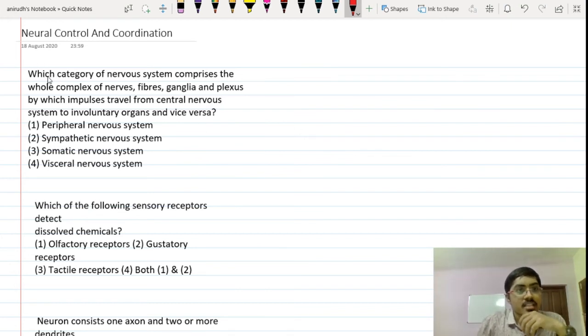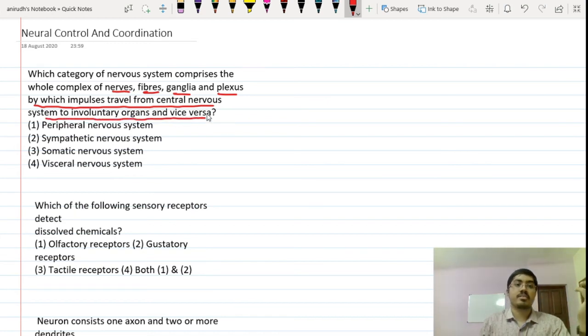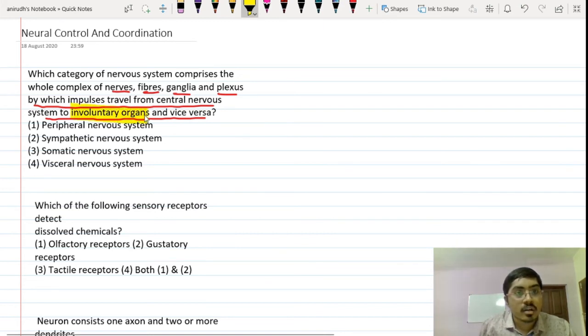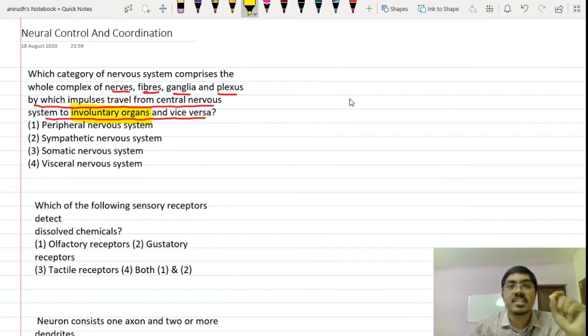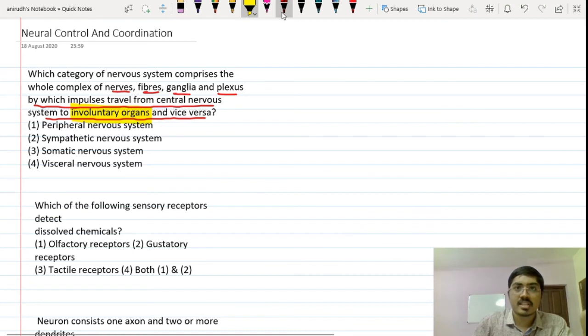See, the first question is, which category of nervous system comprises the whole complex of nerves, fibers and ganglia and plexus by which the impulses travel from the central nervous system to the involuntary organs and vice versa. So here the catch point is this involuntary organs, right? So these involuntary organs have to be supplied by a specific type of nervous system, and they are asking you the name of this particular nervous system. So we'll just classify the nervous system first of all.